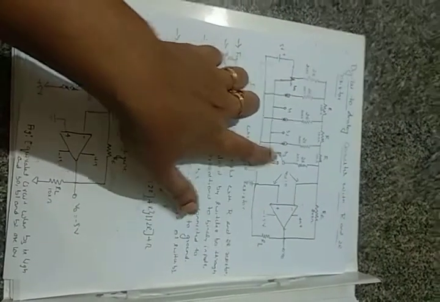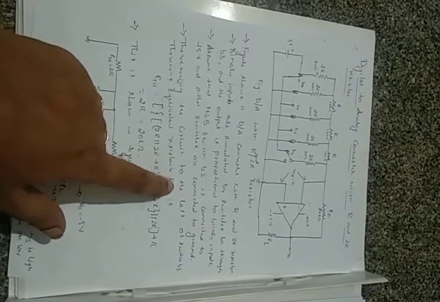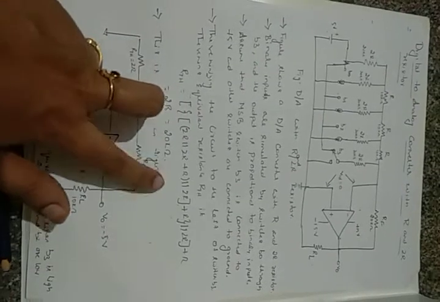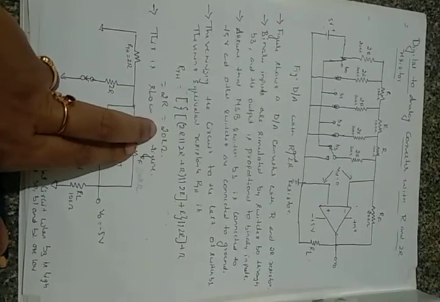By solving this circuit using Thevenin's equivalent, the circuit can be represented with RTH. The whole resistance is replaced by a Thevenin's equivalent resistance RTH, such that RTH is given by this equation, which is equal to 2R. On solving this, we get 2R, which is equal to 20 kilo ohm. The 2R value is 20 kilo ohm.